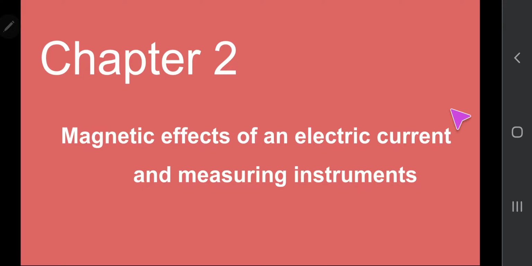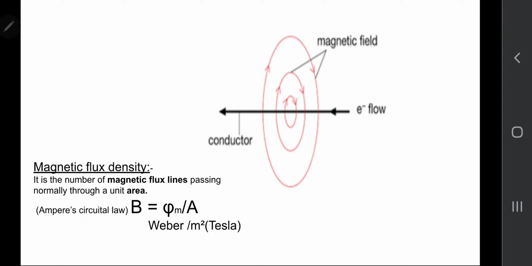I explain the first part of chapter 2 today, magnetic effect of an electric current. When any current passes through a wire, this current has a magnetic field around the wire. I mean, electric current inside the wire equals a magnet, meaning it has a magnetic field like a magnet, okay? This magnetic field is represented by lines around the wire. These lines are called magnetic flux lines, or phi m.